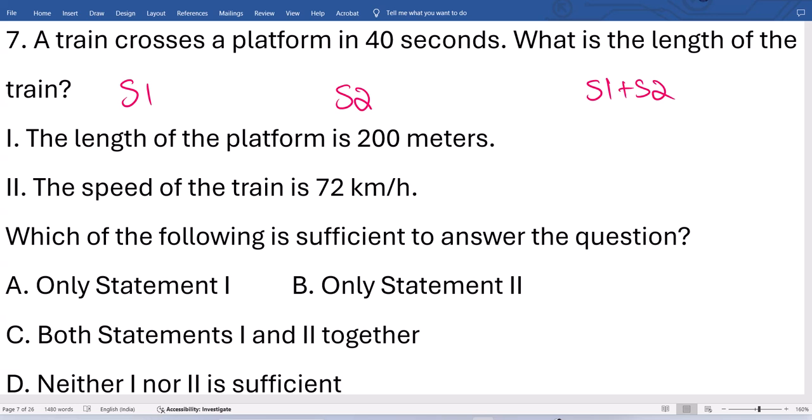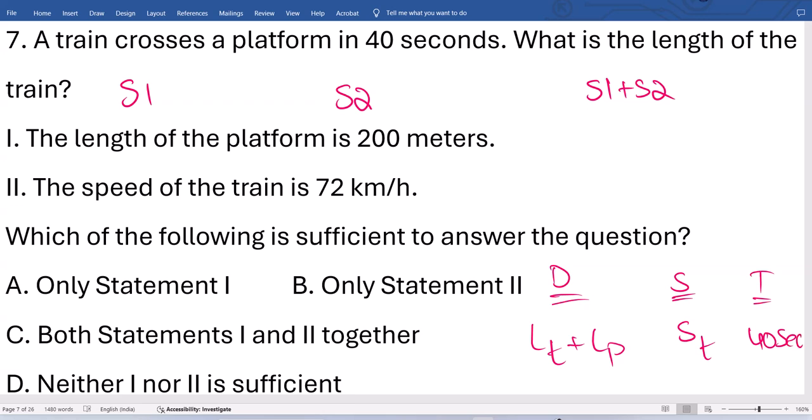If you know the concept, when a train is crossing a platform, generally the distance required is train length plus platform length. Speed is the speed of the train. Is the platform moving or the train moving? Only the train, right? So that's why speed is train speed. Timing is already given in this question. These are the requirements generally.